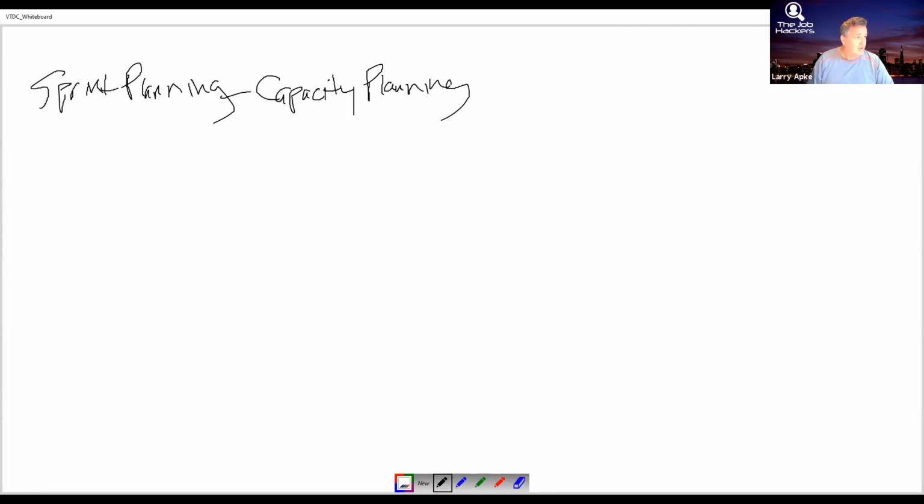So that's one way to do it. The second way to do sprint planning is capacity planning. This is what I usually do for teams that aren't as mature and for teams that aren't getting to that 90% or greater.